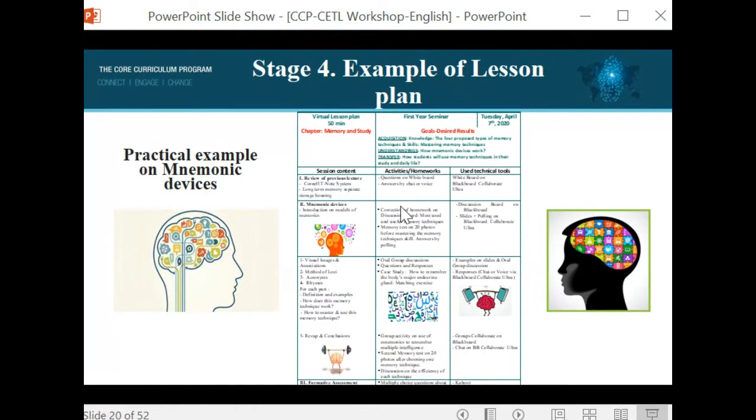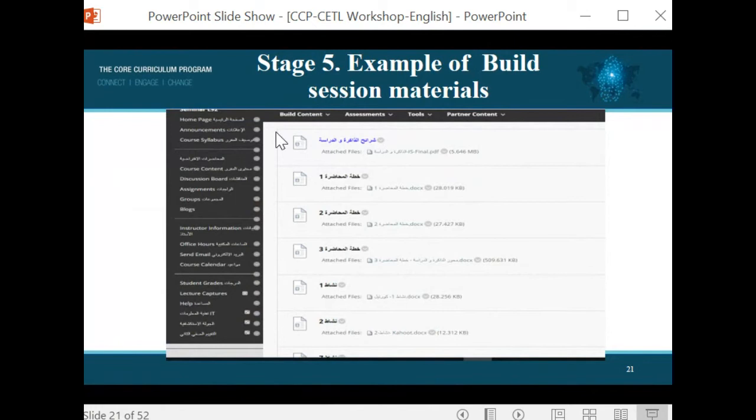Then we have here different activities and homeworks. And I mentioned also in my lesson plan the used technical tools. I have also included some relevant photos to the content in order to attract students. And of course, this lesson plan will be shared with students before the virtual session. Also, we can see here an example of the last stage of the design, which is building the material of the virtual session to the LMS.